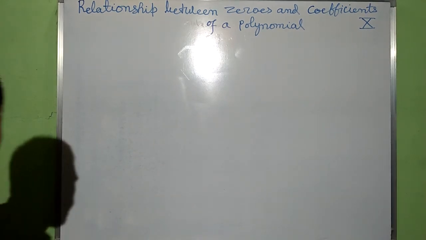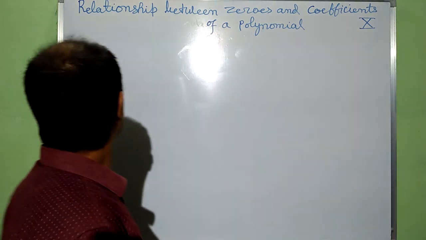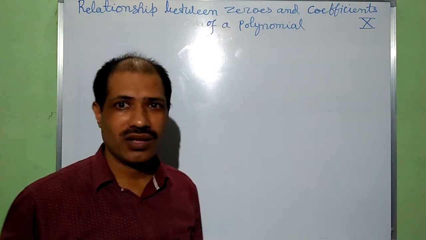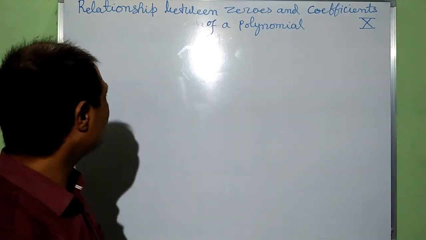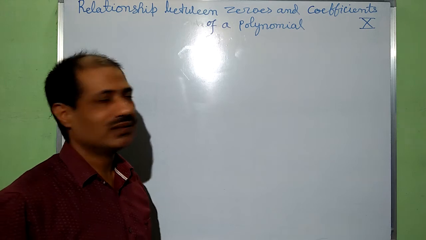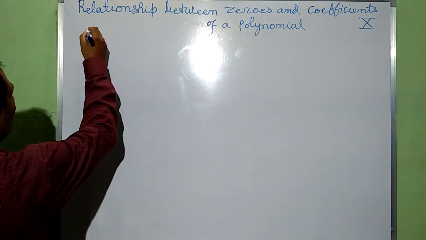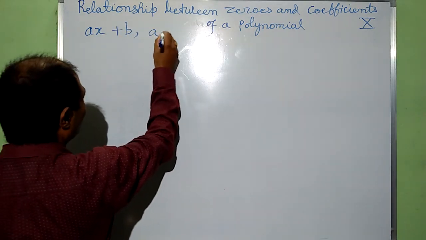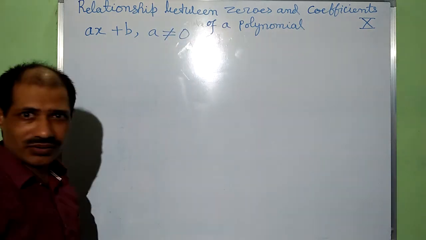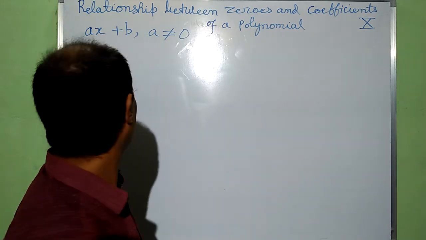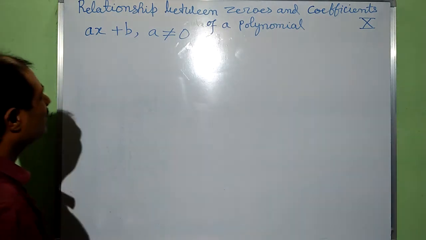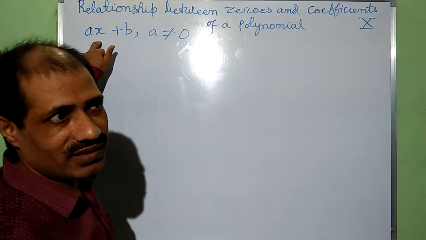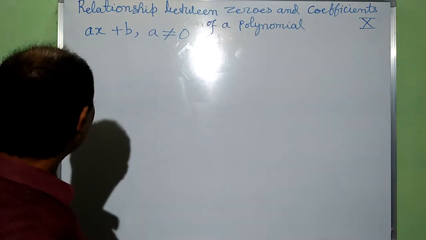Namaste everyone. Here I am going to show the relationship between zeros and coefficients of a polynomial. First of all, try to understand a linear polynomial. As we know, ax plus b, where a is not equal to 0, is a linear polynomial in which a and b are arbitrary constants and x is the variable. Its degree is 1, so it is a linear polynomial.